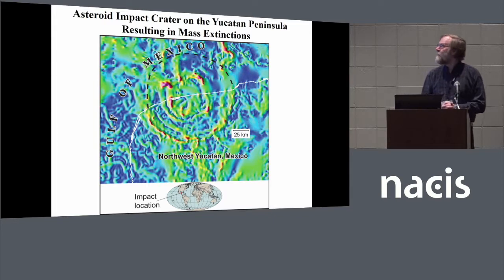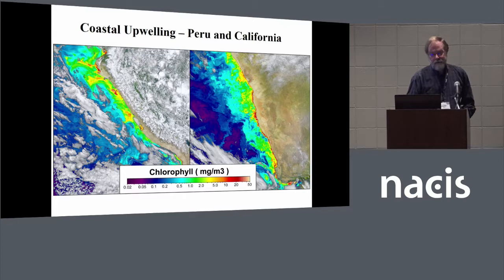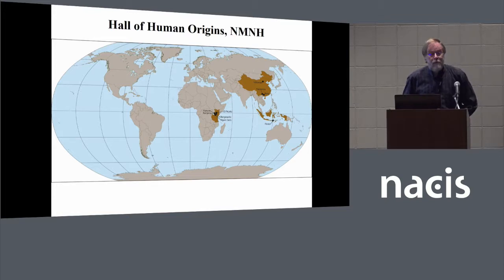Or they might look at the crash site. This is a magnetometer map of the Yucatan in Mexico, showing where the big impact crater was that killed off the dinosaurs. And then we have some things on chlorophyll, just to instruct the people, and focusing in on particular regions.